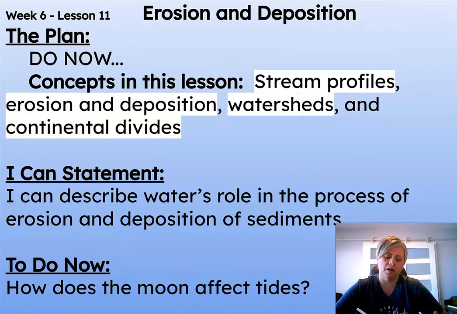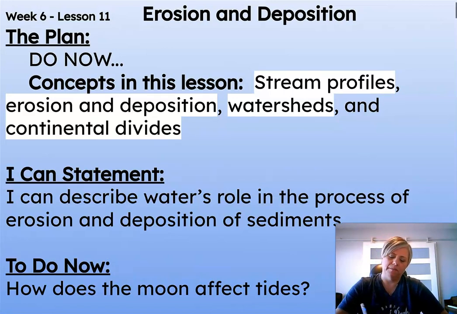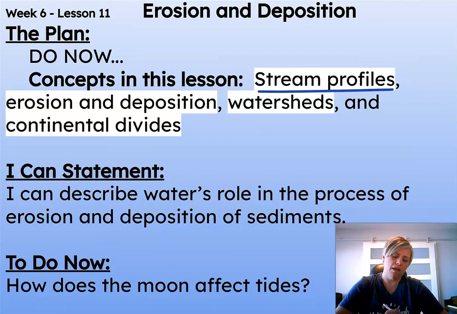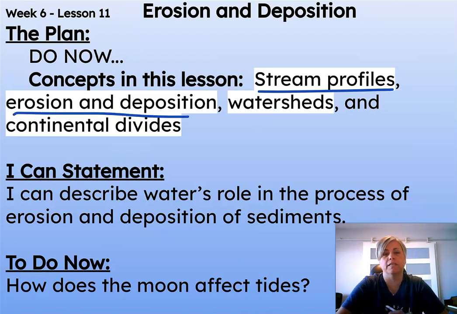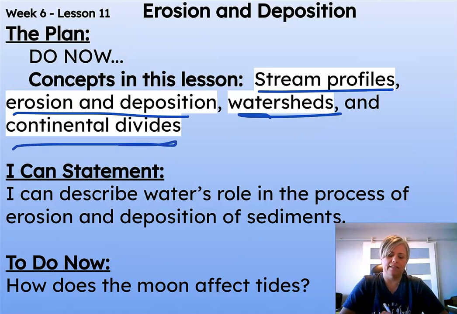So we are going to talk about stream profiles. We're going to talk about erosion and deposition, those processes that basically drive the shaping of our landscape. We're going to talk about watersheds, and in that we'll mention what a continental divide is. All right, so we've got quite a few things to look at today. So hopefully you can describe how water is involved, or what its role is in regards to shaping the planet, moving sediments, picking them up, laying them down in different places, kind of like a sculptor.